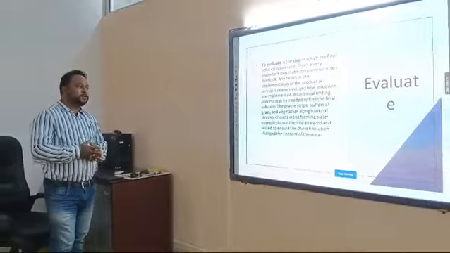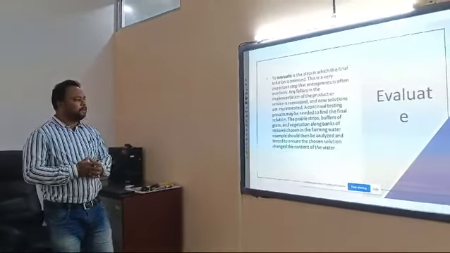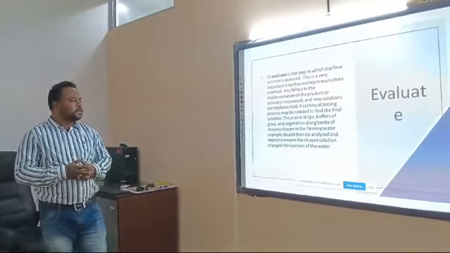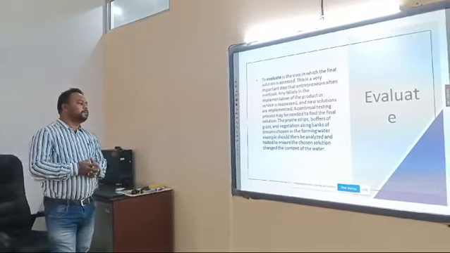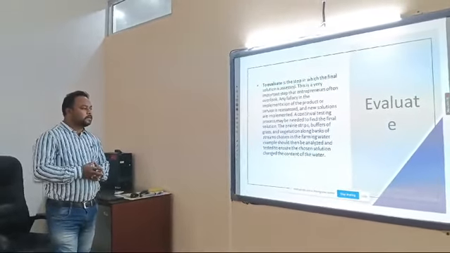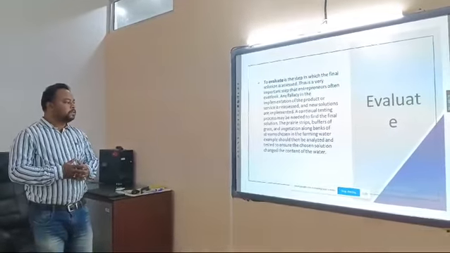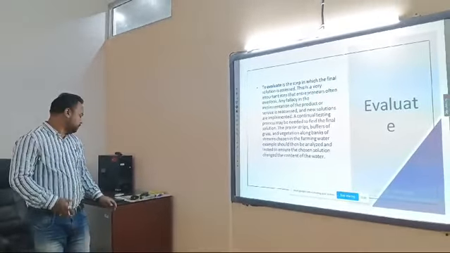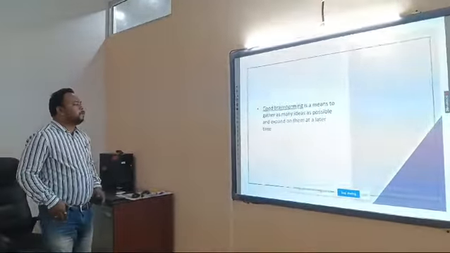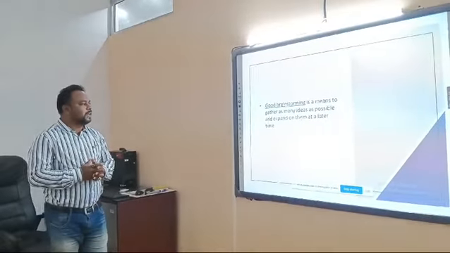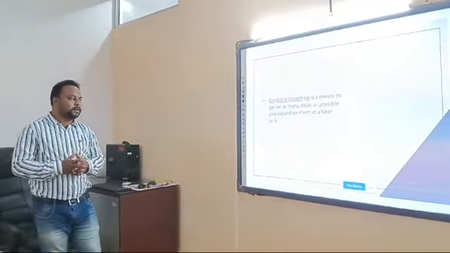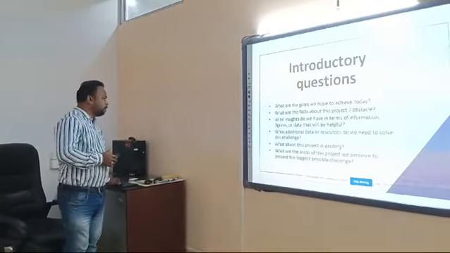The prairie strips, buffers of grass and vegetation along banks of the streams chosen in the farming water example should be analyzed and tested to ensure the chosen solution changes the content of the water. Good brainstorming is a means to gather as many ideas as possible and expand on them at a later stage.